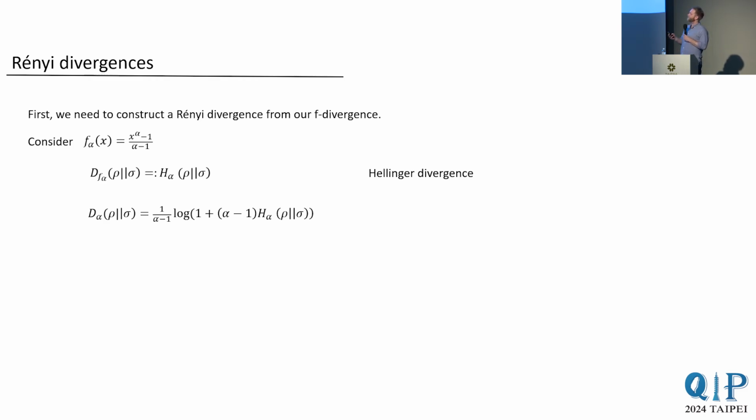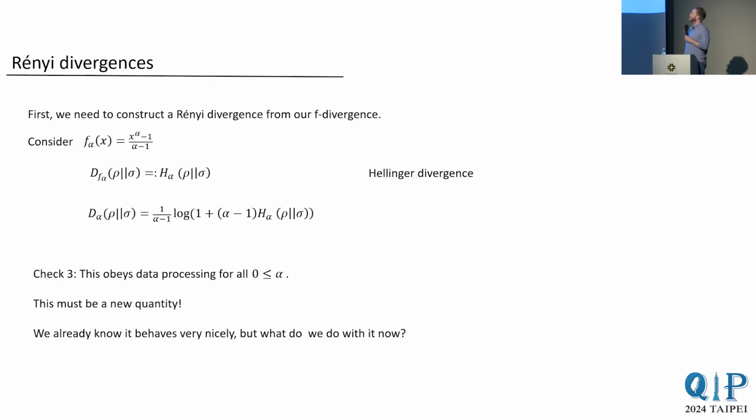Renyi divergences are not directly f-divergences. But if we choose this very particular function up here, so the main thing is this x to the power alpha, which you probably recognize from the Renyi divergences, then we get a related divergence, which is called the Hellinger divergence. And these are by this formula directly related to the Renyi divergences.